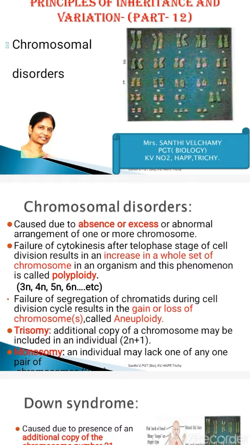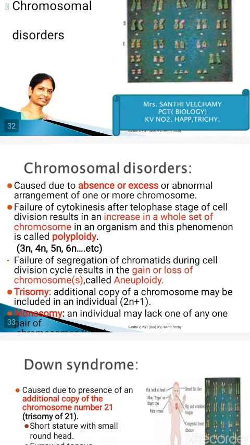The number of sets, instead of 2n, can be more than that. That you call polyploidy. So 3n is the triploid condition. When there is 4n, you call that tetraploid, then pentaploid, hexaploid, like that. Actually in animals it is not possible, but in plants this type of condition is possible, and the plants are able to survive also.